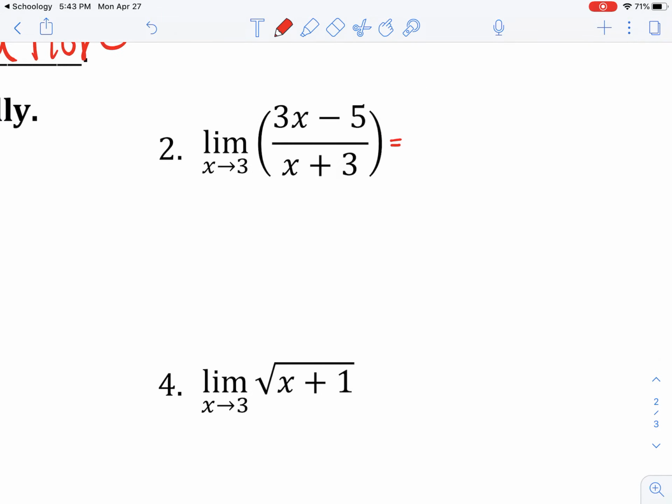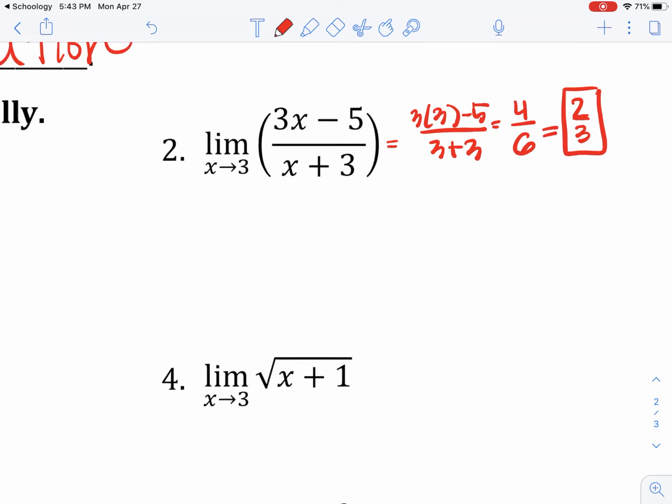Once again, this is called direct substitution. So I'm going to plug in 3 for x and see what I get. I get 3 times 3 minus 5 over 3 plus 3. Now, if the denominator is 3 minus 3, that's the different types of problems that we'll get into later. All right, so that's 9 minus 5, which is 4. 3 plus 3, which is 6. So that simplifies to 2/3.